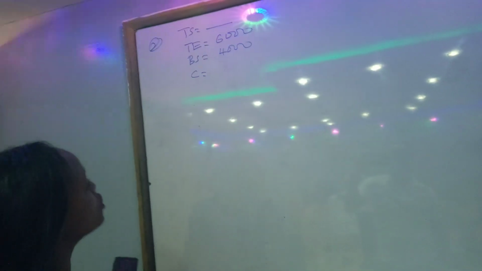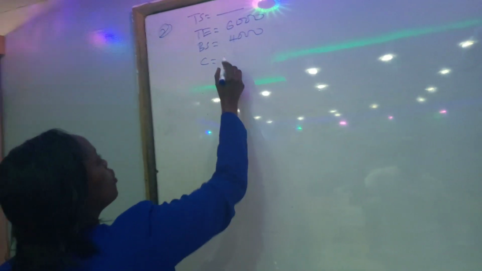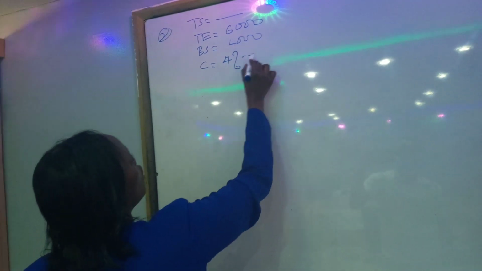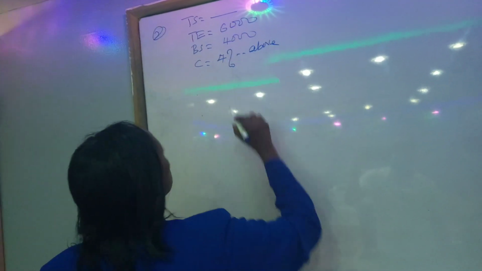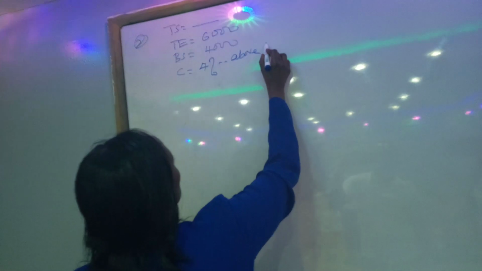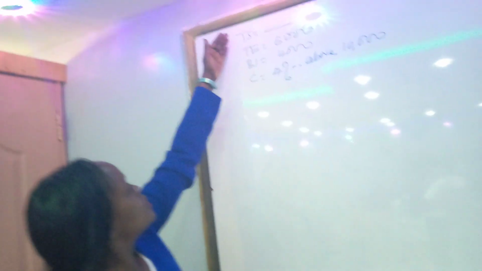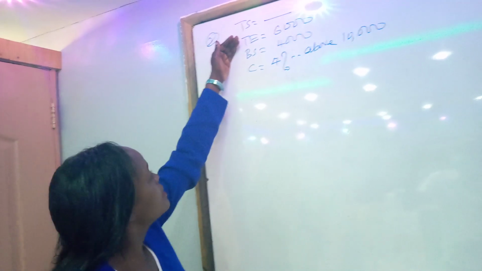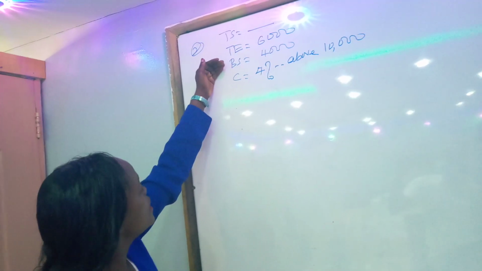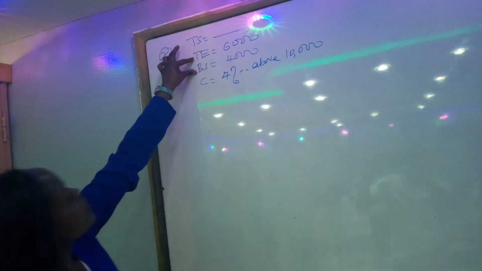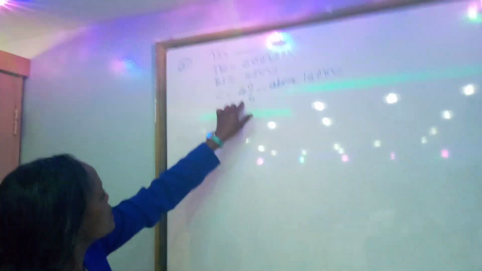The commission he got was 4% of the sales that are above 10,000. Look at the question now. Total sales is missing. Total earnings is given. Basic salary is given. So here I'm able to tell that there's a commission of 2,000. And this 2,000 will be equal to 4%.